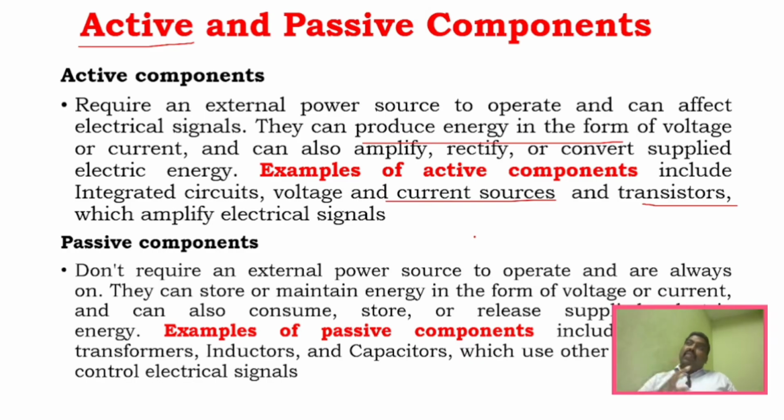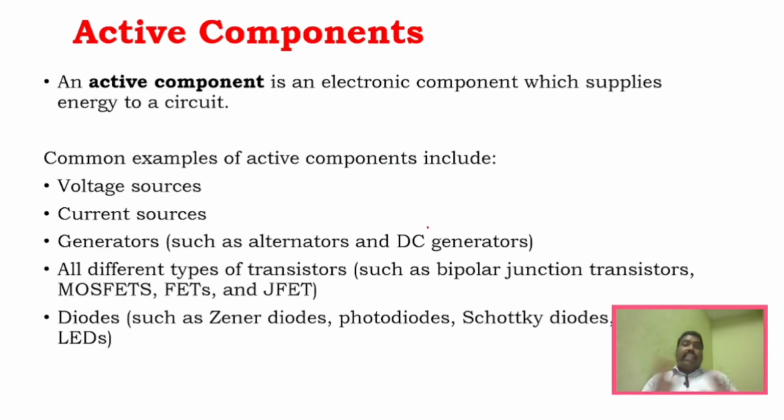Whichever component is capable of amplifying or rectifying, all these are called active components. Whereas passive components will not provide any energy, or will not supply power for an infinite time duration, and do not require an external power source to operate, right? They can store or maintain the energy in the form of voltage or current. They will receive the energy, that is, they will consume it, and they will store it. And these components are resistors, transformers, inductors, and capacitors, right? So this is what is meant by a passive component. You have to understand the difference between active and passive components.